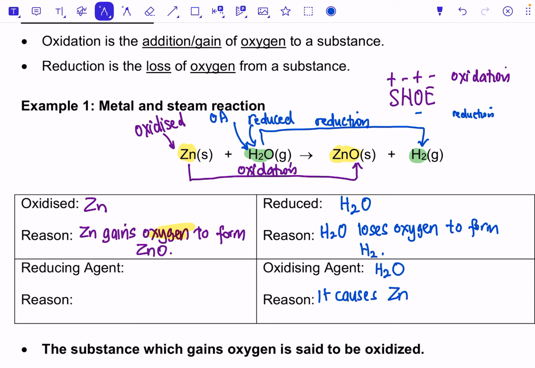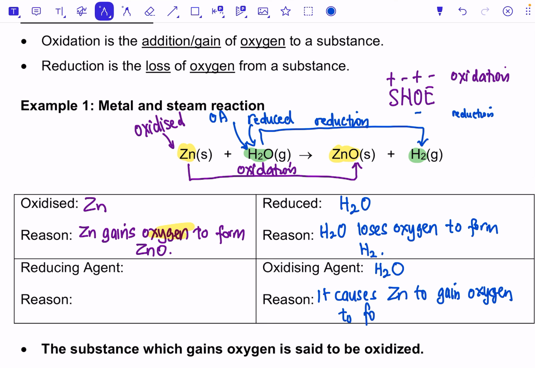You're supposed to copy everything here, but English-wise, right? We go for good English. You have to change the phrasing here a little bit. It causes zinc to gain oxygen to form ZnO. It's almost identical to here, right? It's just that instead of writing gains oxygen, you write to gain. Okay? So you talk about what the oxidizing agent does to the partner lah.